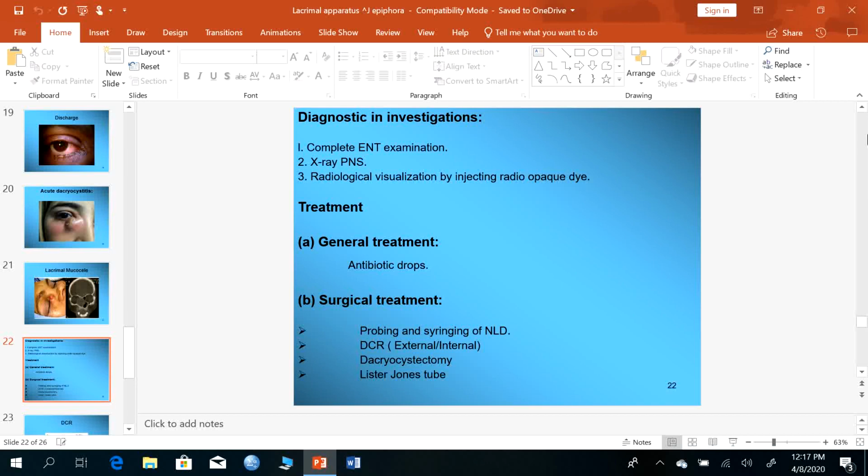General treatment is that you give antibiotic drops and NSAIDs to the patient, and usually it is not resolved with this general treatment, and such patients need surgical treatment, that is probing and syringing of the nasolacrimal duct as we have seen in cases of small kids. DCR is a procedure, that is dacryocystorhinostomy, that can be external or internal.